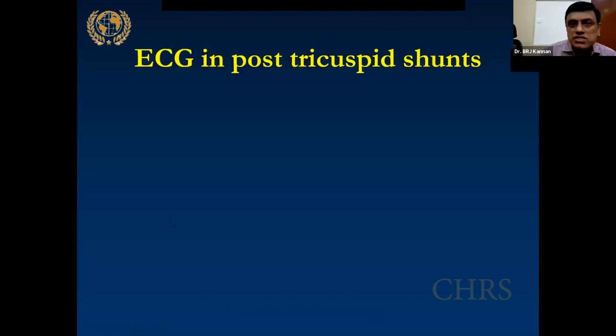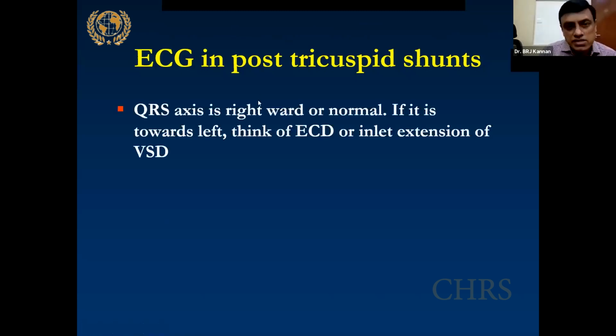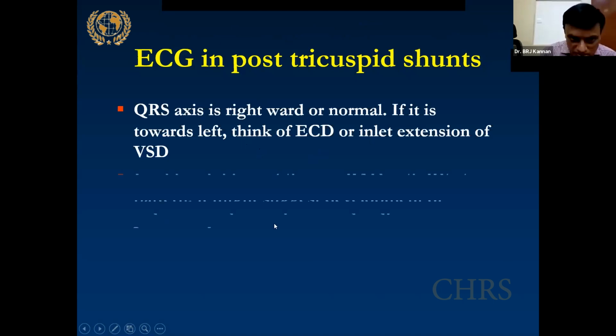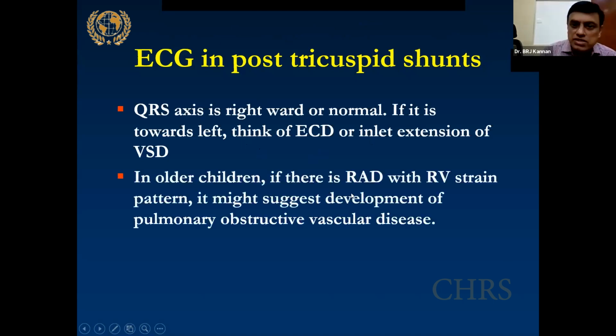So what about ECG in post-tricuspid shunts? The QRS axis is rightward or normal. If it is towards left, think about endocardial cushion defect or inlet extension of VSD. In older children, if there is right axis deviation with RV strain pattern, it may suggest development of pulmonary vascular disease. So we have to be very careful.